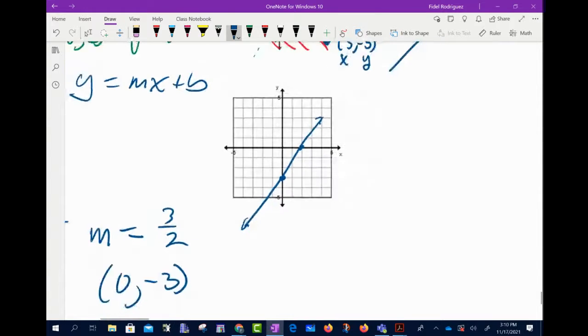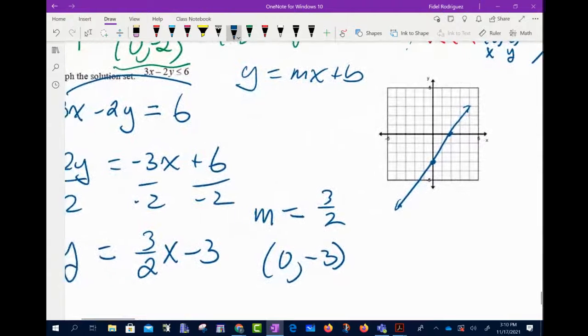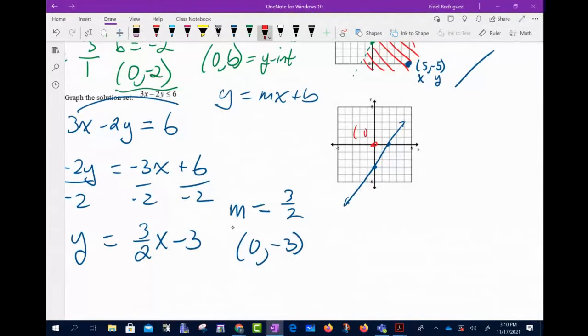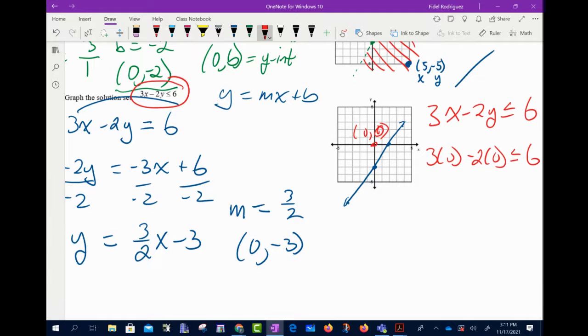What should be a good test point that we pick? Let's pick the same one, 0, 0. So look, y'all, we're going to pick this point here, 0, 0. I'm going to come back to my original problem, 3x minus 2y smaller than or equal to 6. Everywhere we have an x, we're going to plug in a 0, and everywhere we have a y, we're going to plug in a 0. 3 times 0 minus 2 times 0 is allegedly less than or equal to 6. So 0 minus 0 is less than or equal to 6. Yes, 0 is smaller than 6. This is true. So we are in the right area. We're shading everything above this line.